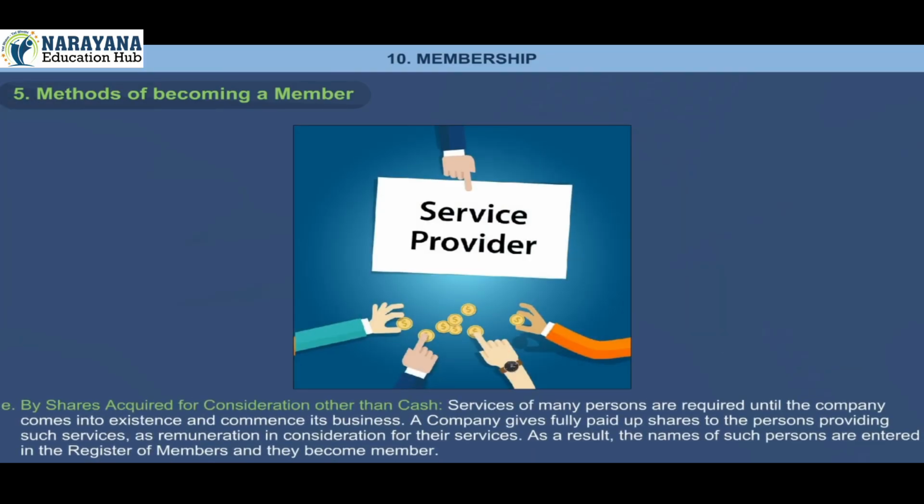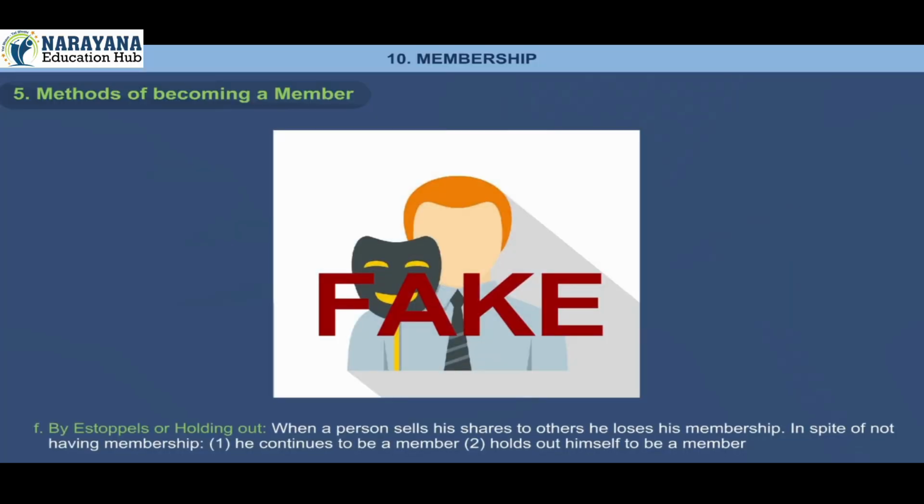E. By shares acquired for consideration other than cash. Services of many persons are required until the company comes into existence and commences its business. A company gives fully paid up shares to the persons providing such services as remuneration in consideration for their services. As a result, the names of such persons are entered in the register of members and they become members.